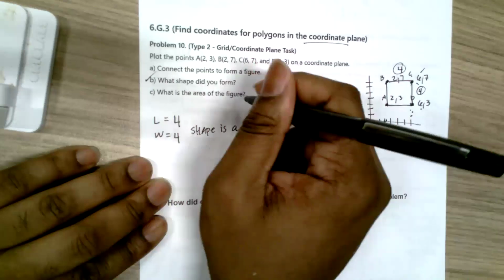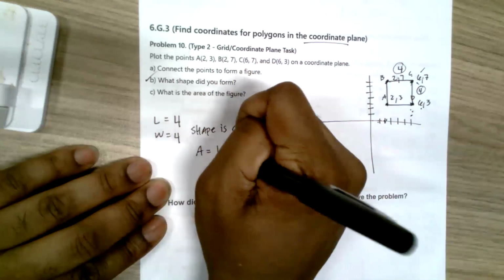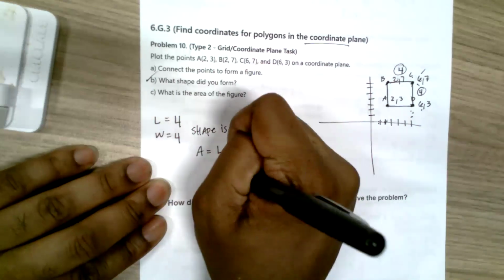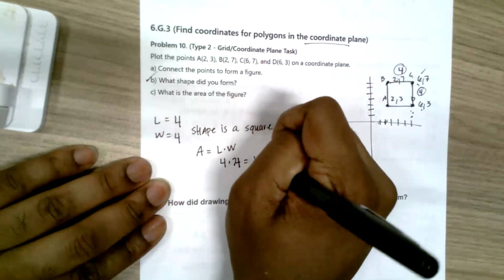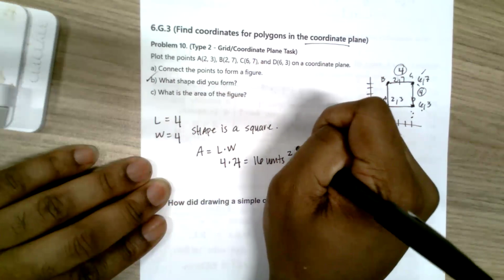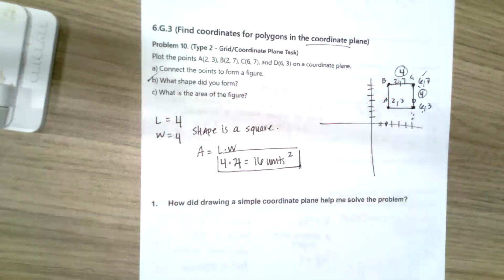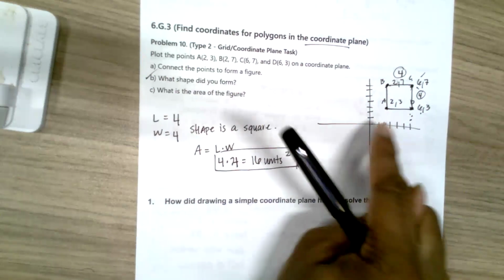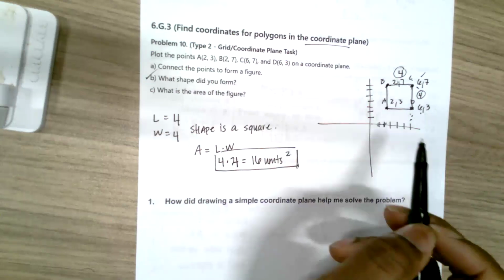What is the area of the figure? Area equals length times width, and 4 times 4 is 16 units squared. You see, I didn't have to create a full coordinate plane. I just created little points, right?